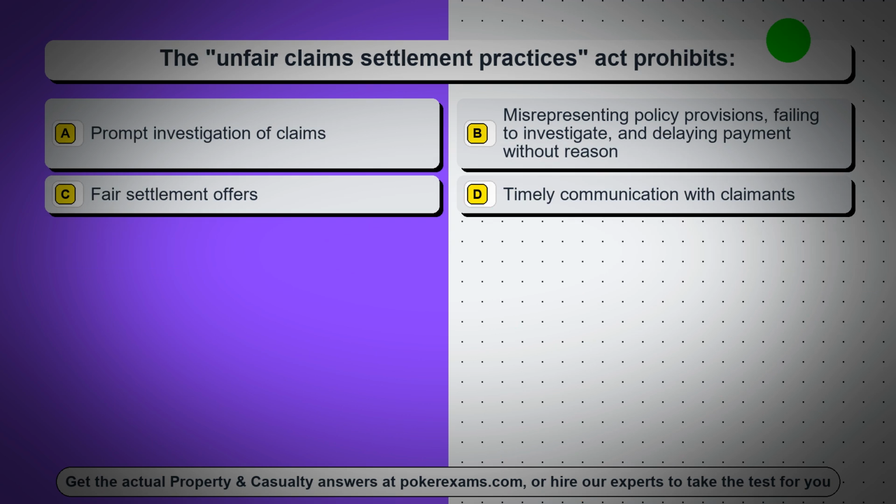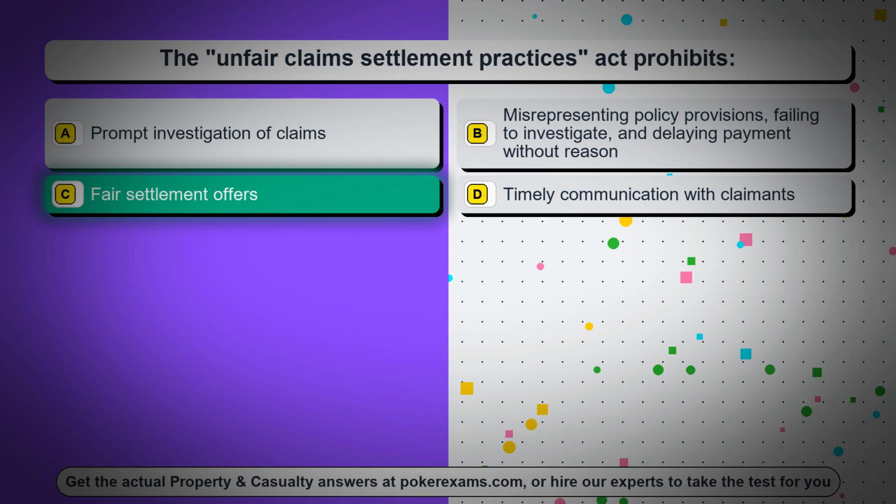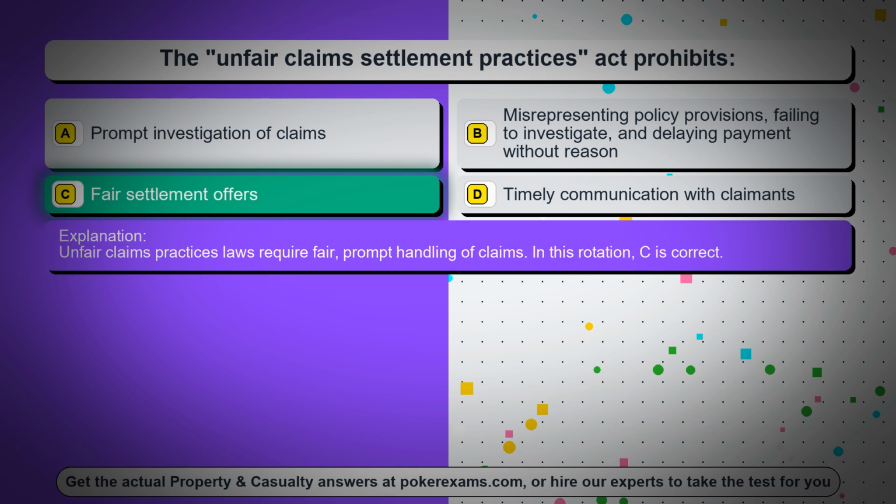Question 28. The Unfair Claims Settlement Practices Act prohibits: Option A. Prompt investigation of claims. Option B. Misrepresenting policy provisions, failing to investigate, and delaying payment without reason. Option C. Fair settlement offers. Option D. Timely communication with claimants. The correct answer is option C. Fair settlement offers. Unfair claims practices laws require fair, prompt handling of claims. In this rotation, C is correct.